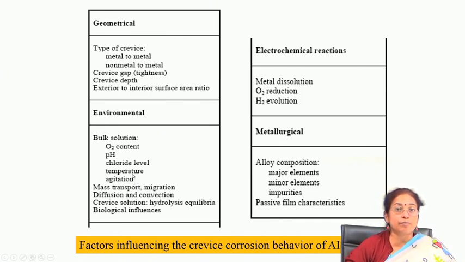Also whether there is any biological influence. Sometimes microbiological species, if they are in the environment, get accumulated on the surface and act as a site for crevice corrosion initiation. If you do not clean it properly, after a while there will be a lot of crevice attack, and you have to be very careful to repair the part, otherwise there will be severe damage of the component. If you talk about electrochemical reactions, they are metal dissolution, oxygen reduction and hydrogen evolution.